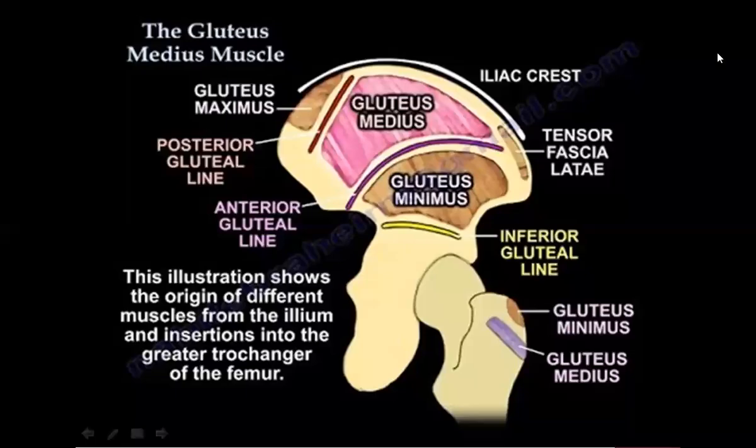Present on the iliac crest. Okay, there's the posterior gluteal line, the anterior gluteal line, and the inferior gluteal line. This is the greater sciatic notch.